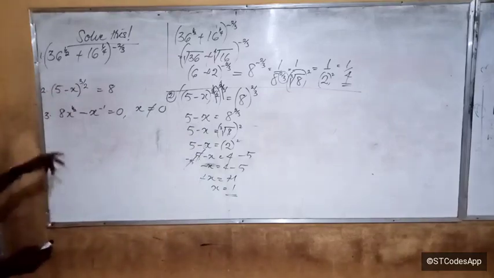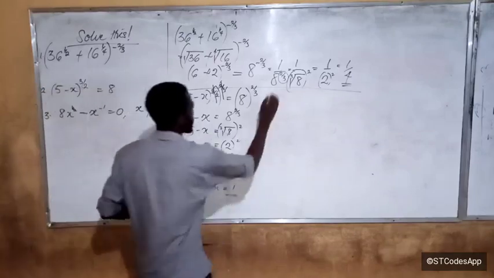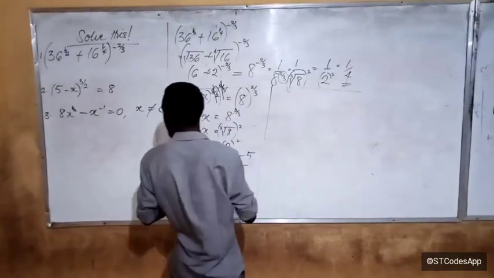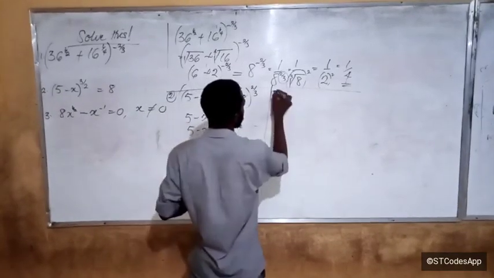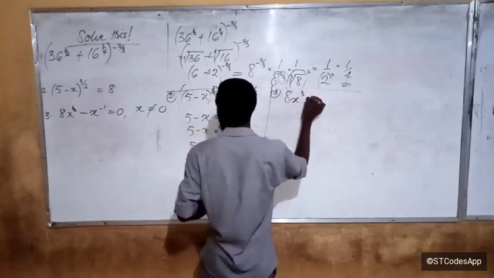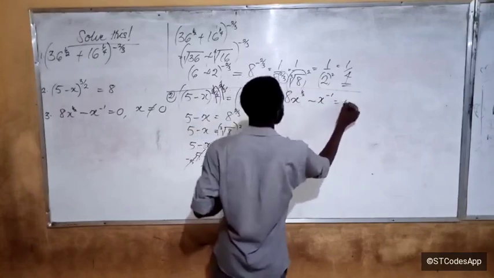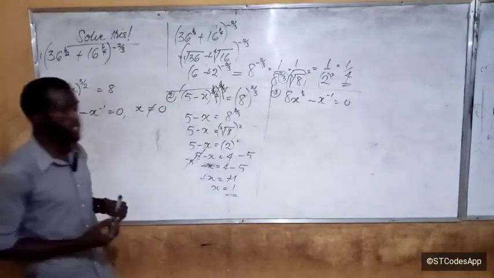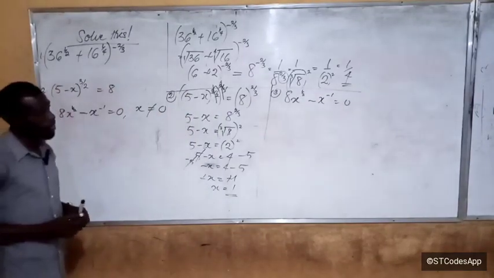Alright, now the last question, number 3, says 8x raised to power 1 over 2 minus x raised to power minus 1 is equal to 0, and x is not 0. So what do we do here?